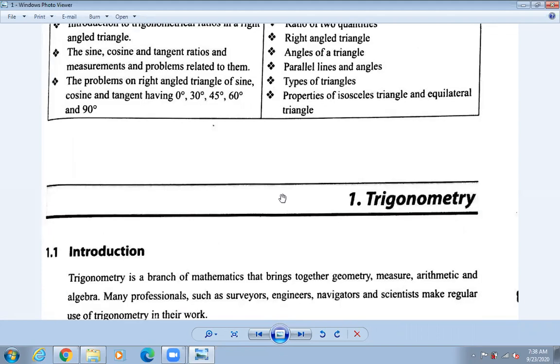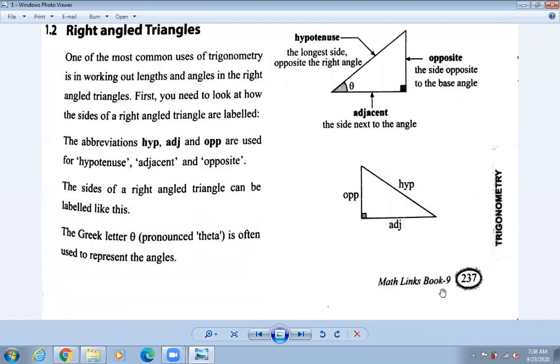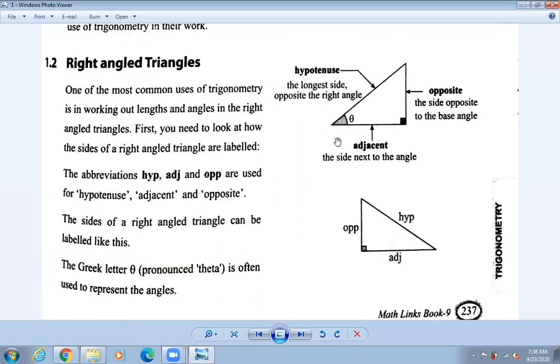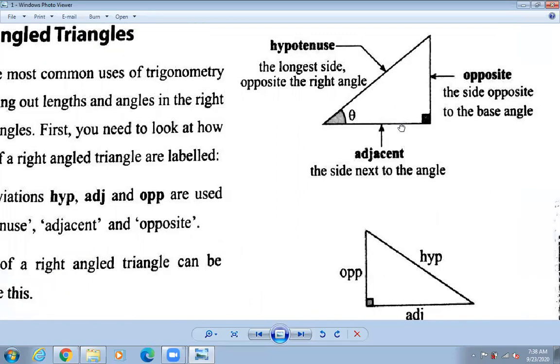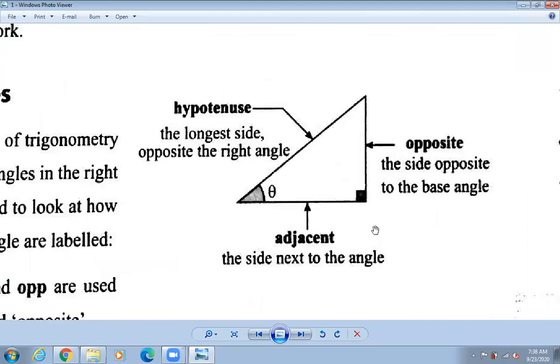Okay, so you can see this chapter on page number 237. We are going to learn about the right angle triangle. It is clear from this picture also. A right angle triangle is given. We need to learn some basic things, like this is called 90 degree. Let me zoom in a little bit. Here you can see a right angle triangle.